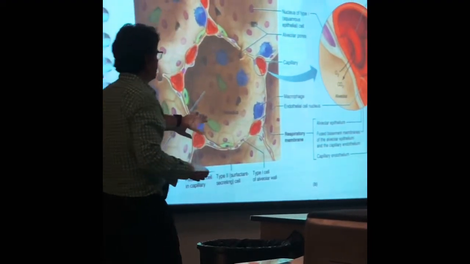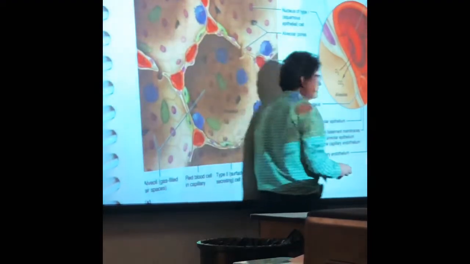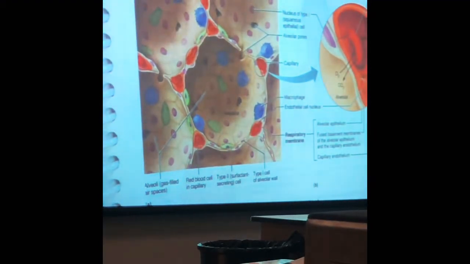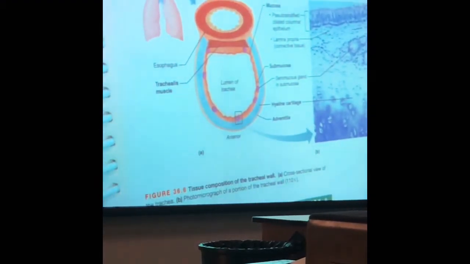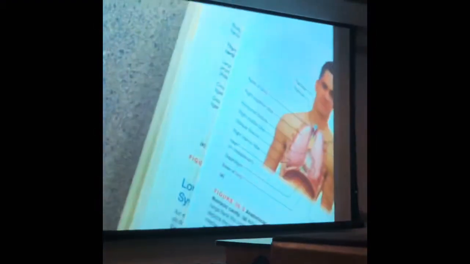And the third type of cell is a macrophage, or a dust cell. Macrophage to gobble up debris. Oh, that's another point of the lungs.